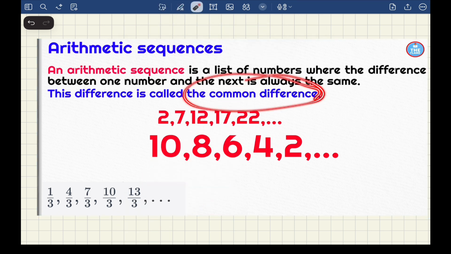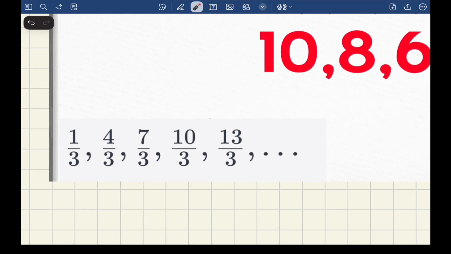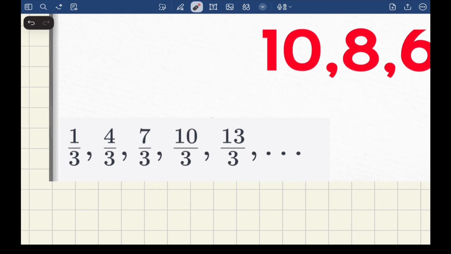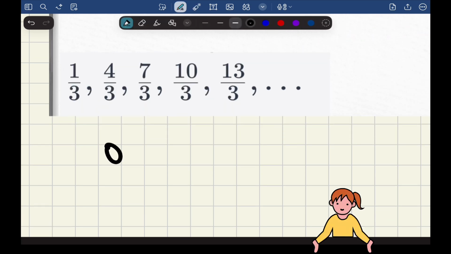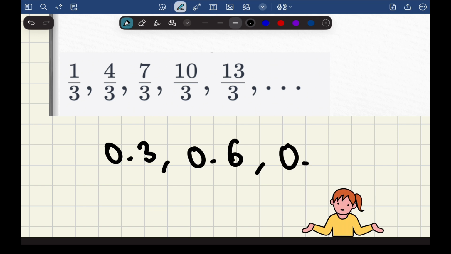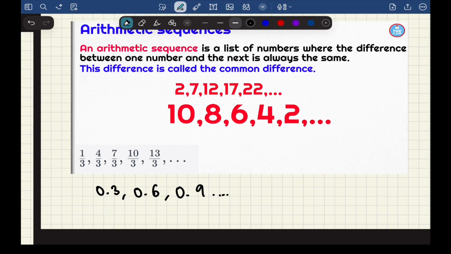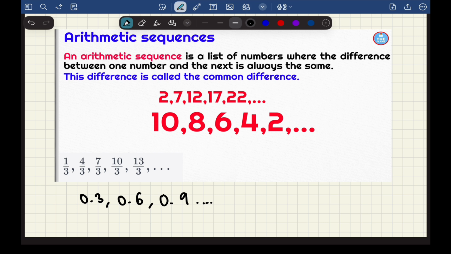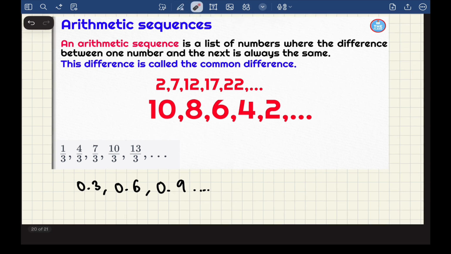The common difference. By the way, it doesn't matter if we have fractions. We can have an arithmetic sequence with decimals, for example 0.3, then 0.6, 0.9. So the sequence is following a pattern, a certain rule, adding 0.3 each time. And again, remember, each term has a position.